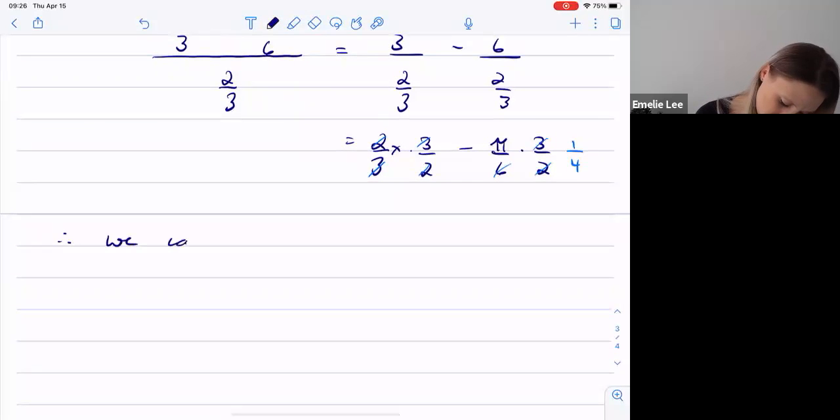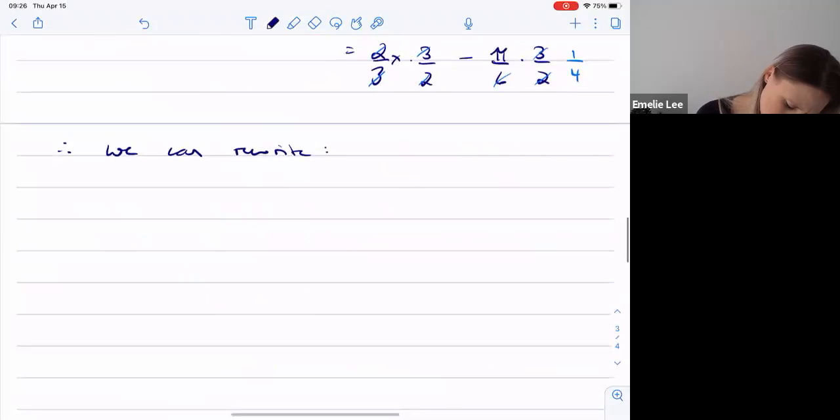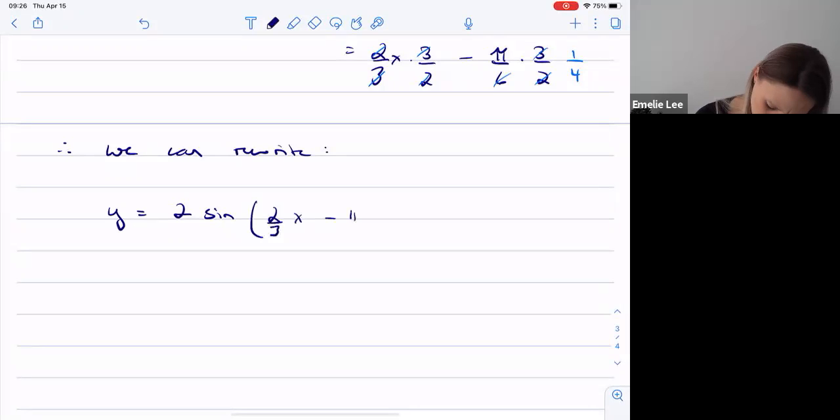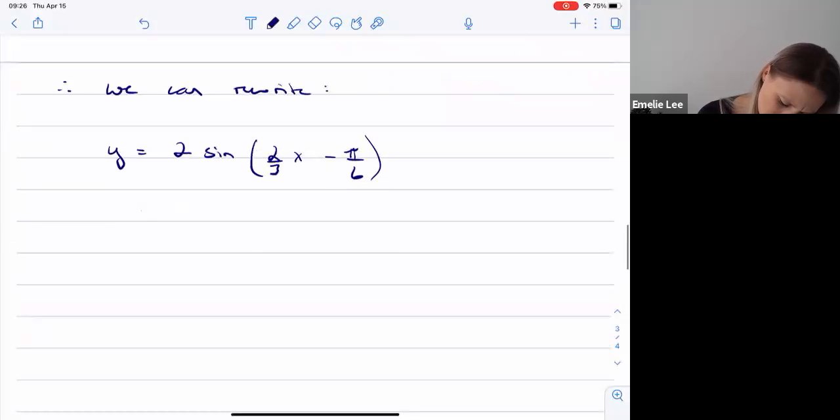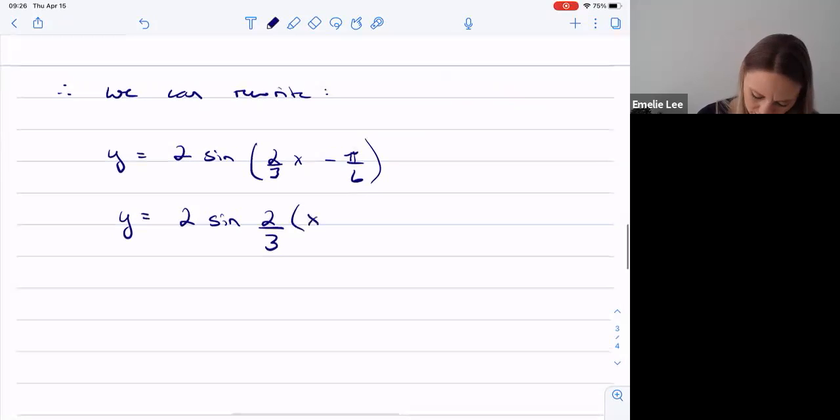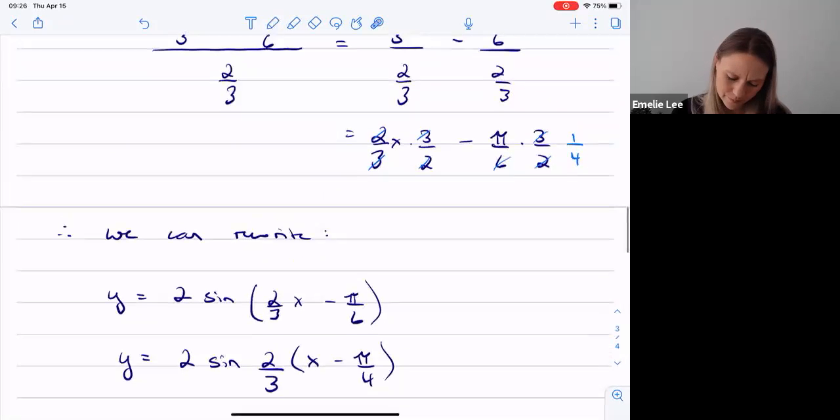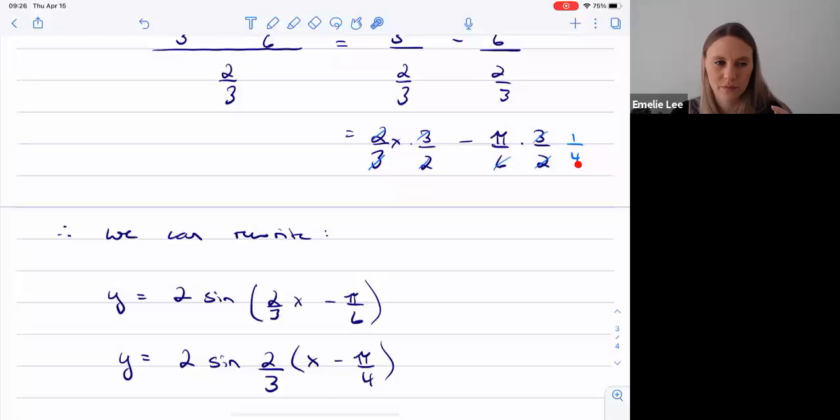So therefore, we can rewrite what was that original function? y equals 2 sine 2 over 3x minus pi over 6 as y equals 2 sine 2 over 3 times x minus pi over 4, because we've extracted this 2 over 3 from here, right? Because this becomes pi times 1, which is pi over 4. Okay.